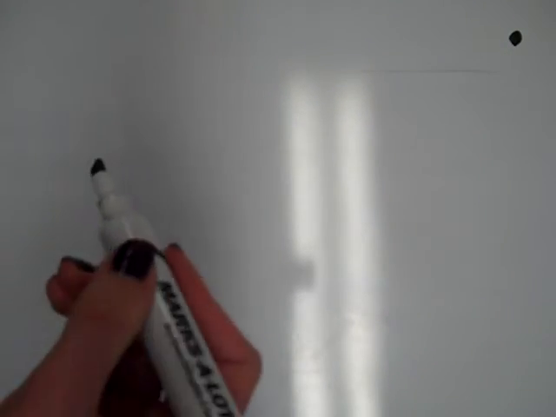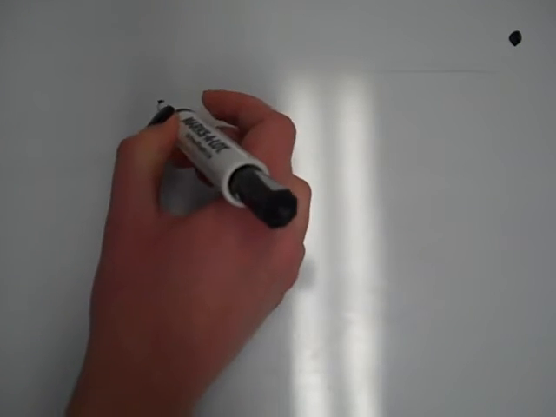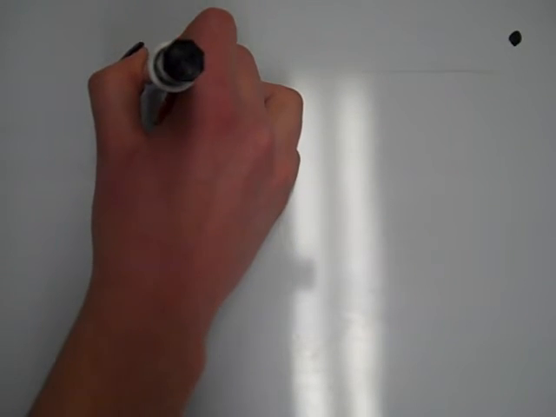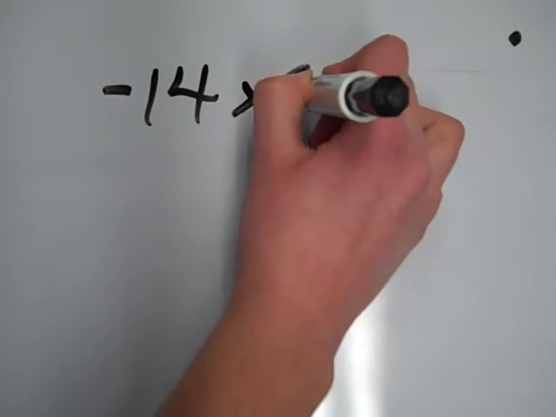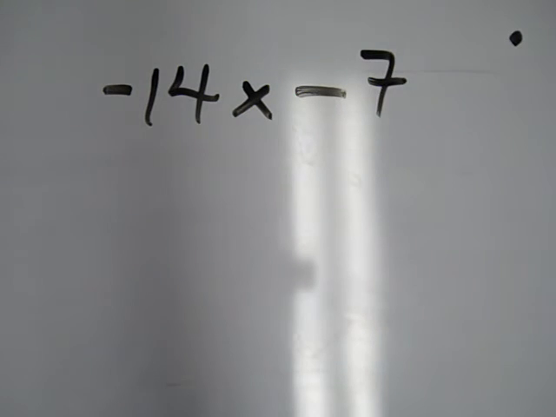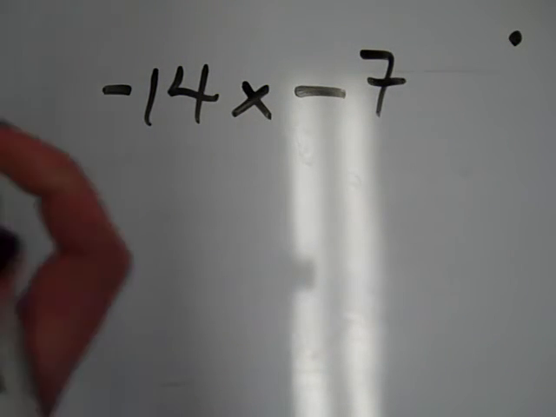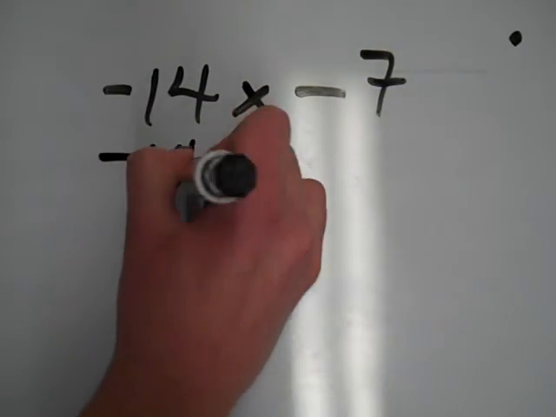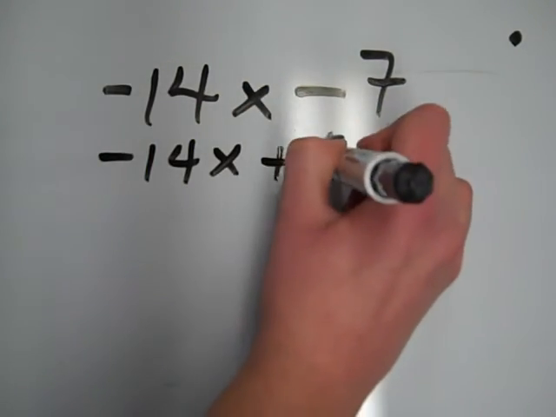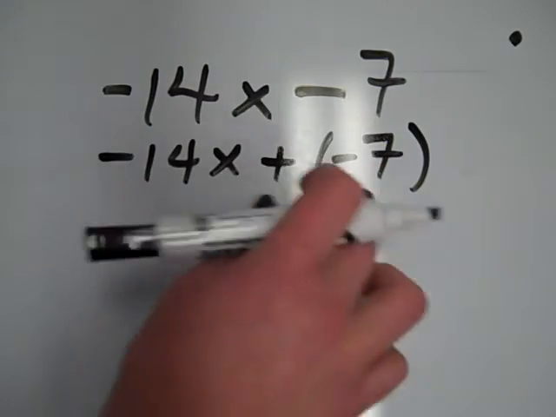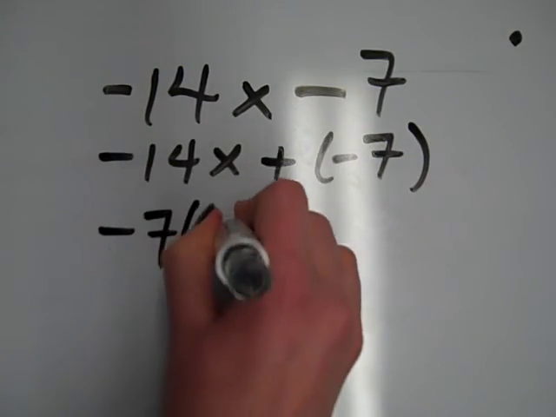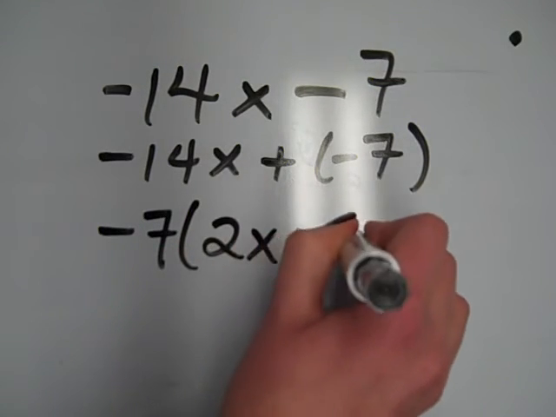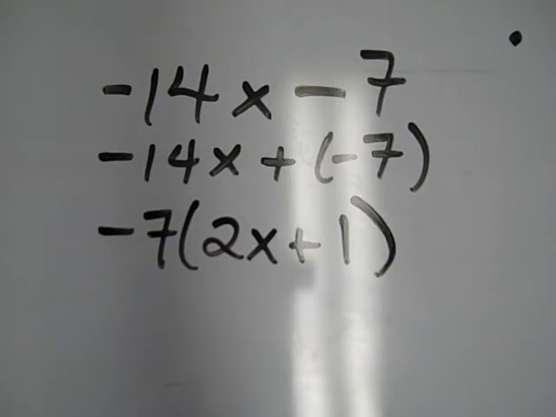The thing you have to watch out for is subtraction. So if you had something like -14x minus 7, it may not look like there's a negative to factor out at first, but when we rewrite it as addition, now we can see they are in fact both negative, so I have to factor out a -7. And what I'm left with is 2x plus 1 on the inside.